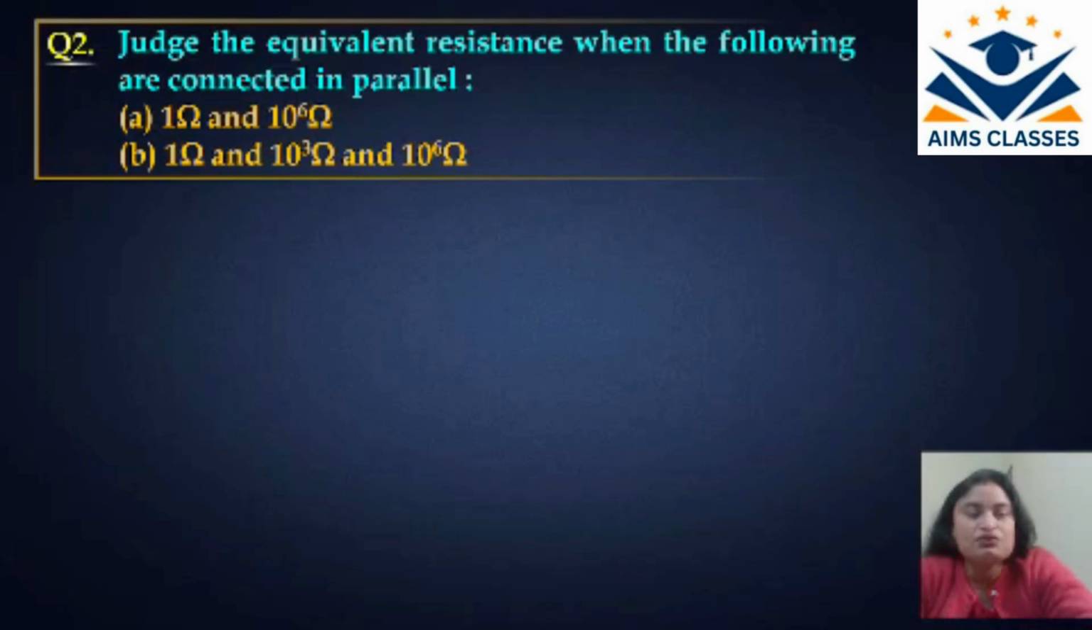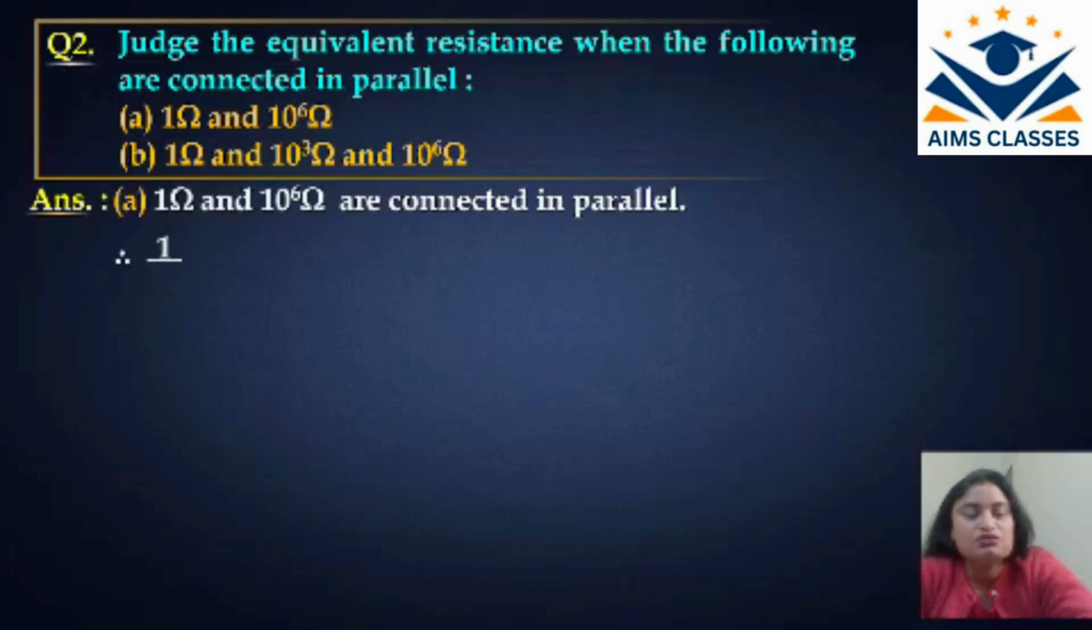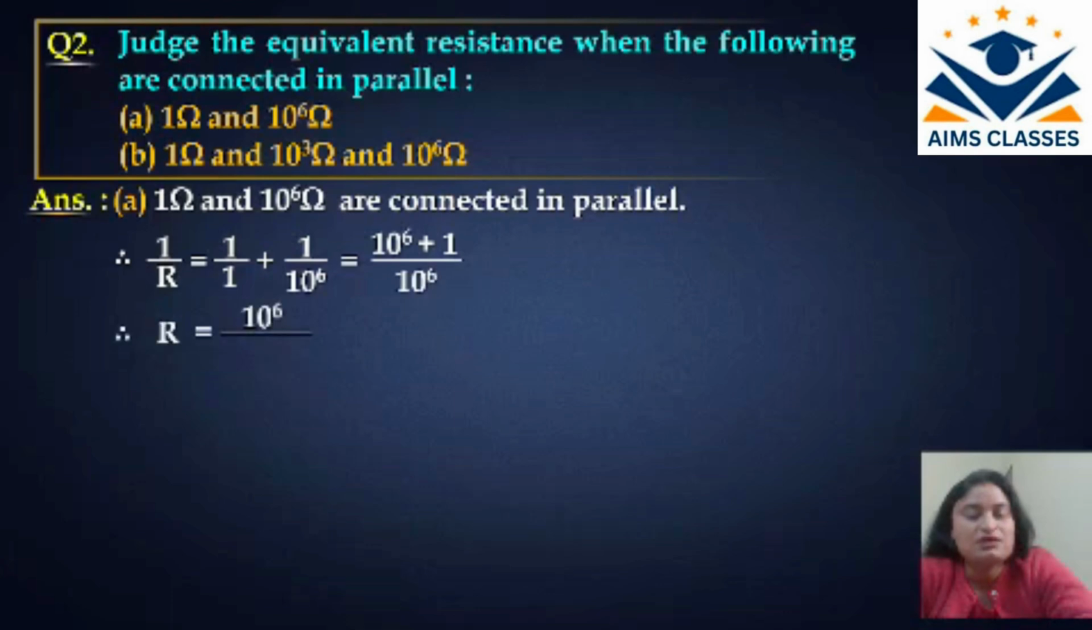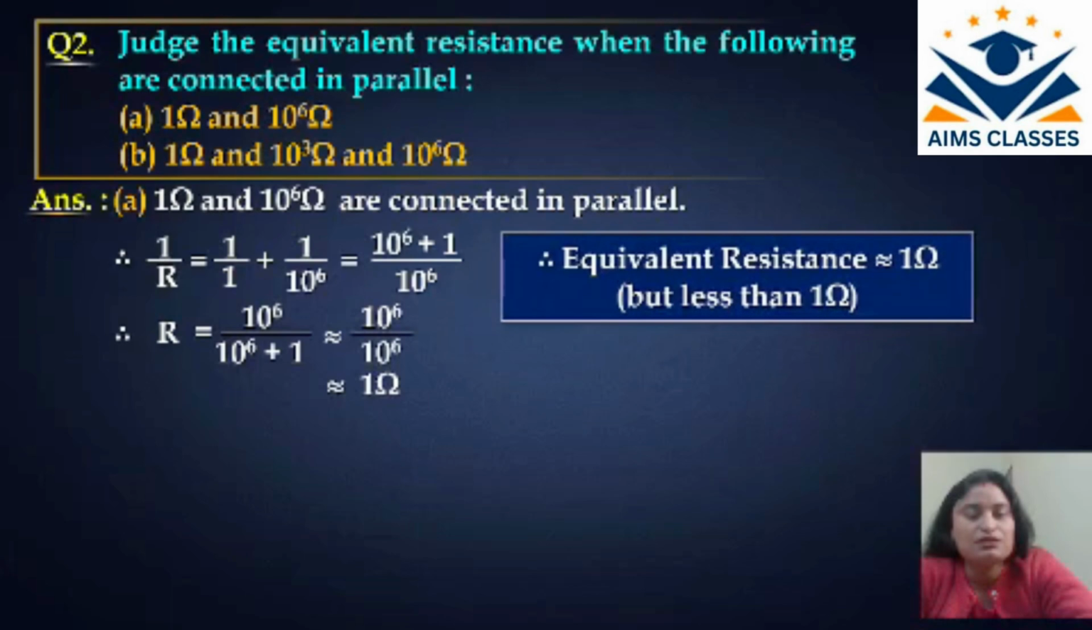So there are two resistance 1 ohm and 10 to the power 6 ohm. So 10 to the power 6 ohm is very greater than 1 ohm. So when they are connected in parallel, 1 by 1 plus 1 by 10 to the power 6. So 10 to the power 6 plus 1 is very negligible. So 10 to the power 6 by 10 to the power 6, 1 ohm.